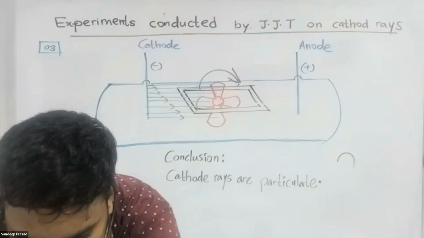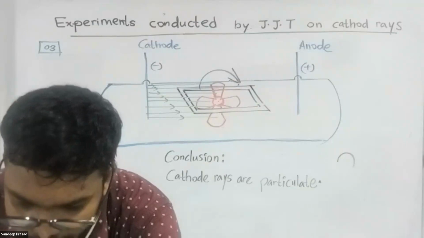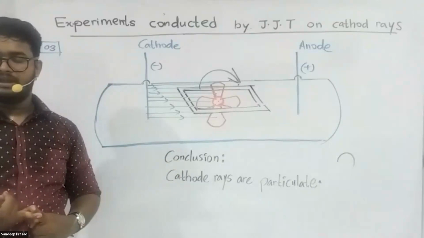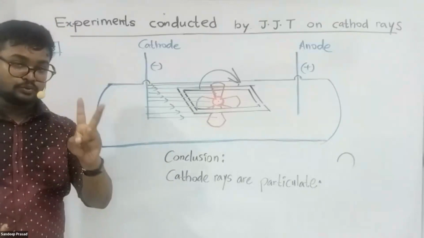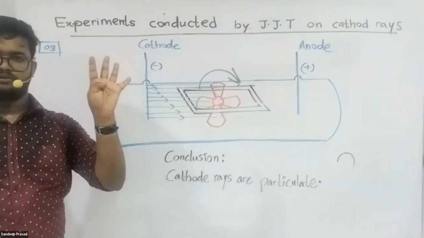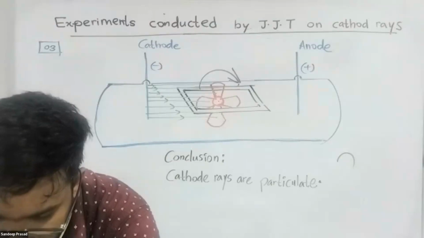And we have questions. So far, what are the properties of cathode rays? Cathode rays can travel like light. They can be deflected towards the positive side, which means cathode rays are negatively charged. And next, cathode rays are particulate. In addition to these three experiments, we can consider that cathode rays can ionize atoms. Cathode rays can penetrate through some thin metal plates, and they can ionize atoms in gases.